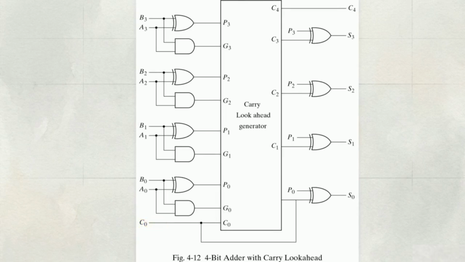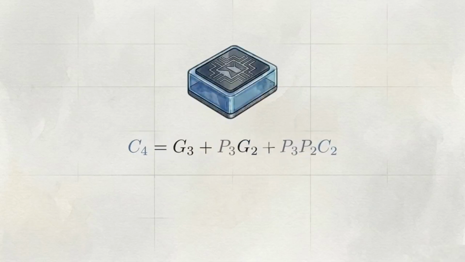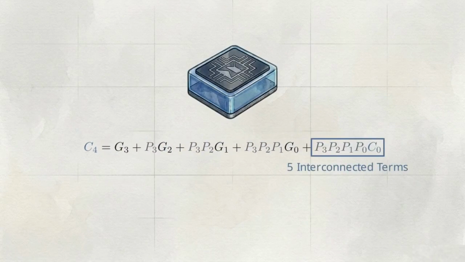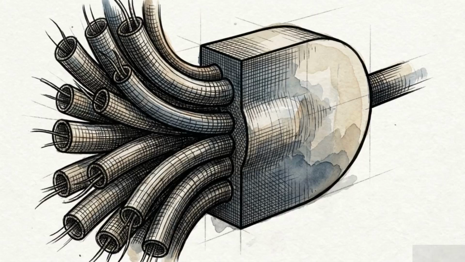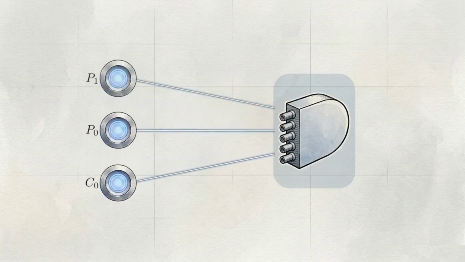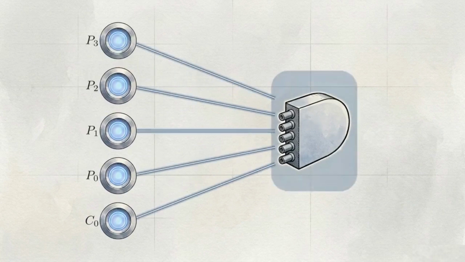There is a practical side effect to this process. Unrolling the formula to C4 creates complex equations packed with up to 5 interconnected terms. In hardware design, this creates an issue known as fan-in. Processing these equations requires logic gates capable of taking 4 or 5 inputs at the same time, which increases the physical complexity of the circuit.